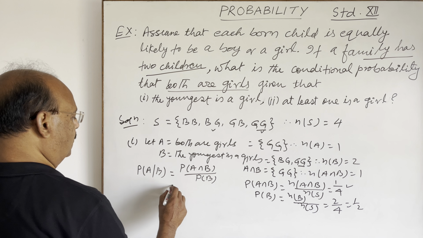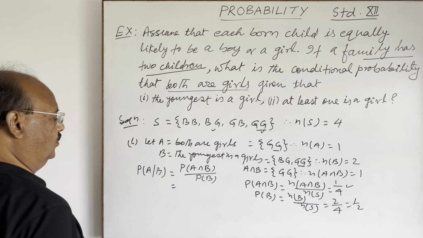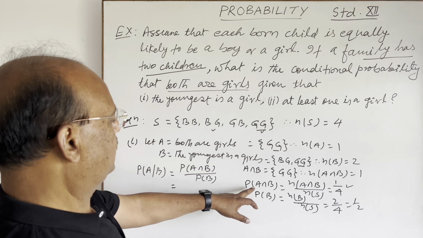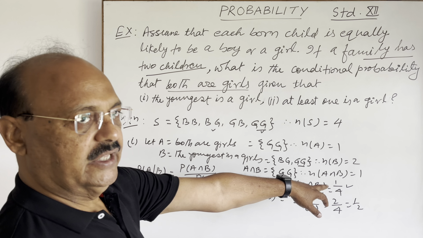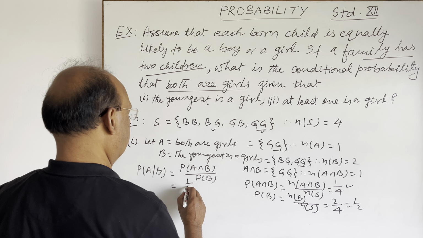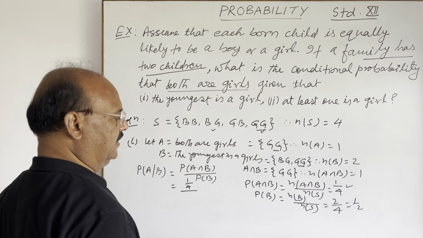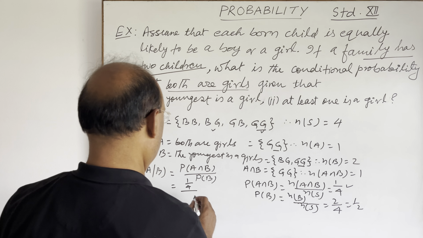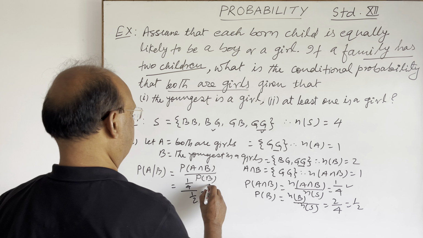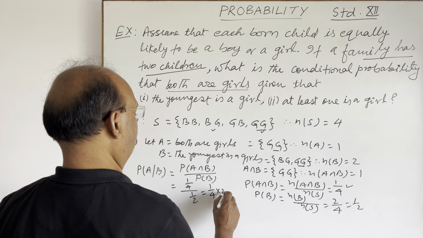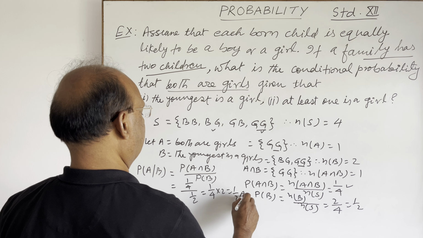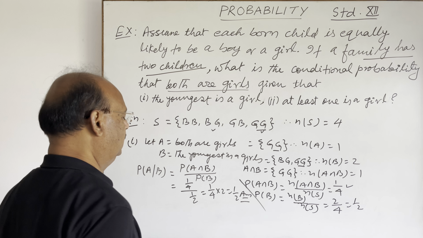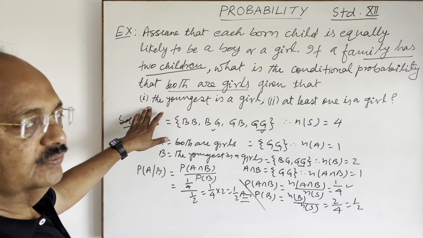So therefore probability of A given B, numerator is probability of A intersection B, that is 1 by 4. So this is 1 by 4 divided by probability of B, which is 1 by 2. And this is equal to 1 by 4 into 2, which is equal to half. This is the answer of the first question.